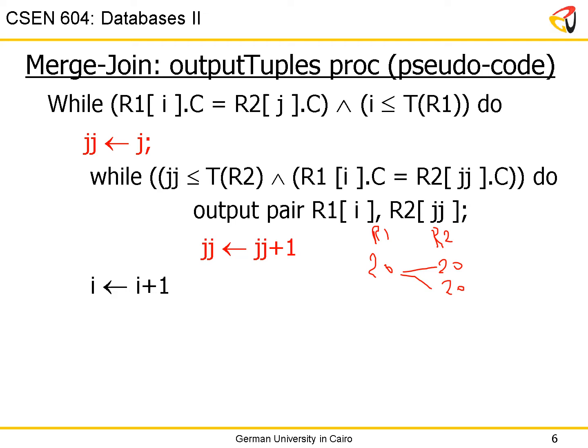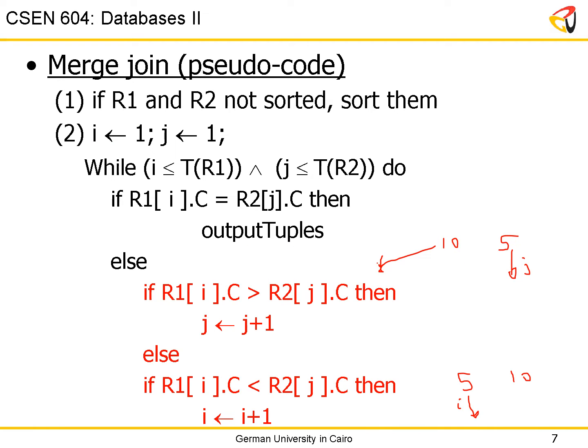And then I go inside the while loop again to pair the next 20 in R1 with the two 20s in R2. And that's how this is done. Now the last part that remains, you will see it in the lecture in the next slide, is what is highlighted in red here.